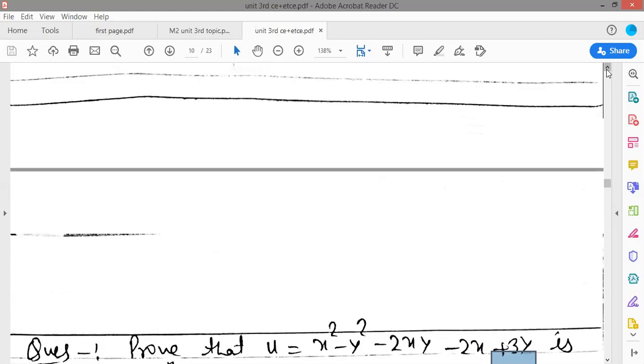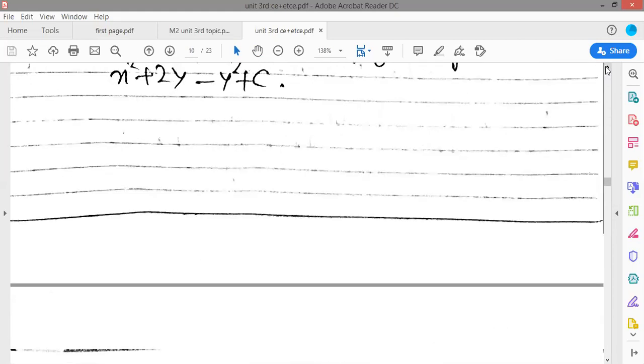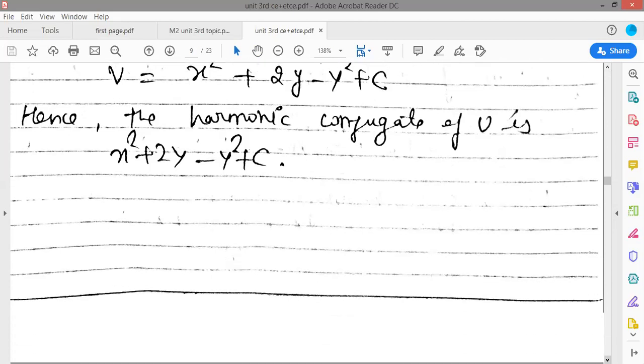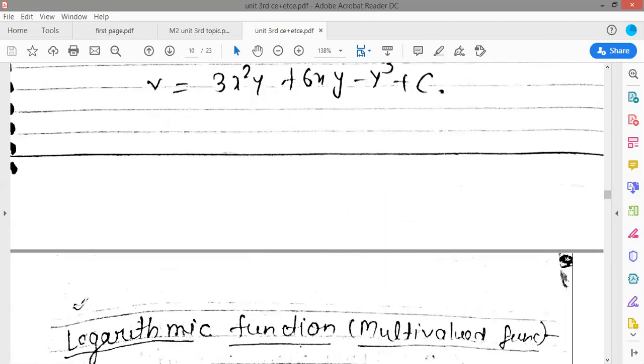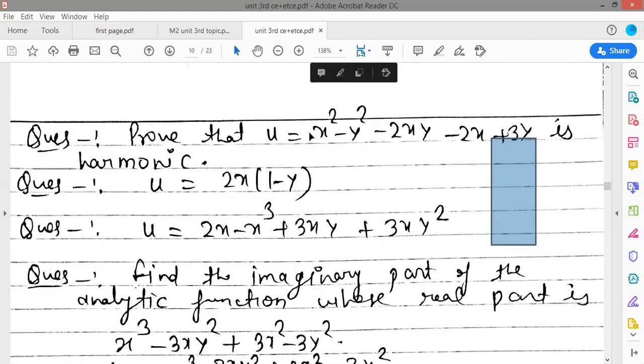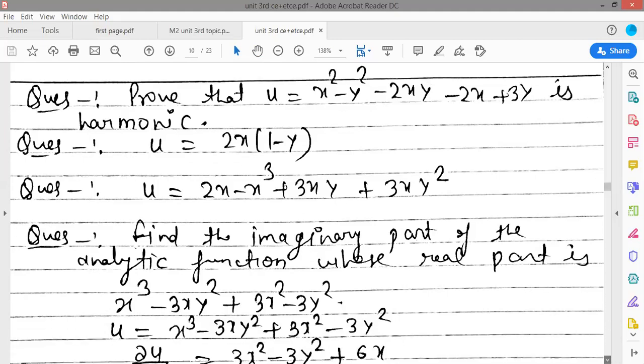There are lots of examples here. This is your exercise, and this is the answer to your question, and the next page is your exercise. So just do it yourself. How will we calculate our harmonic function? First question is, prove that u is equal to 2x(1 minus y) is harmonic, as I have already discussed this question with you. So just prove for all of these questions whether they are harmonic or not.